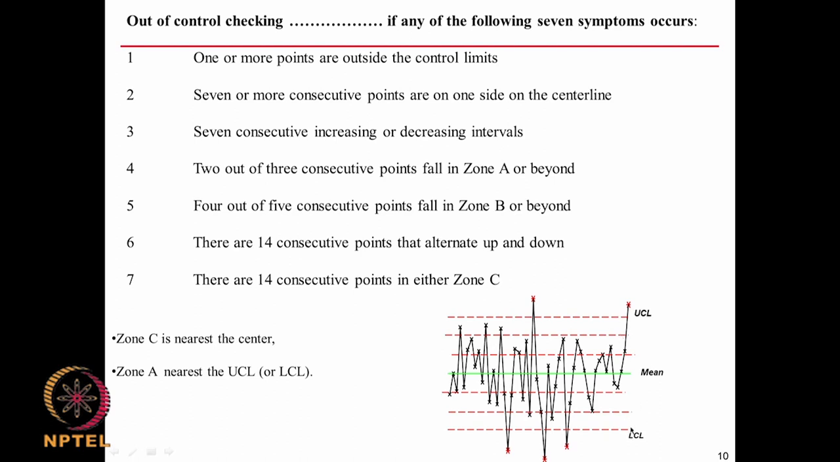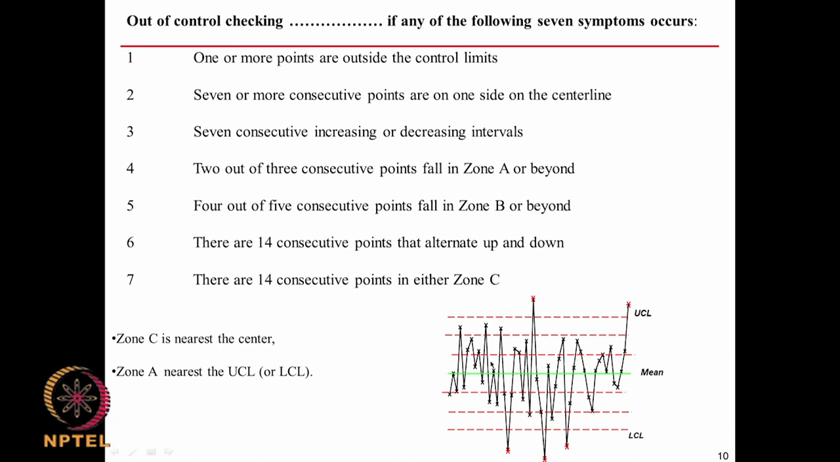Suppose you have this as plus or minus 3 sigma. You can have this as plus or minus 2 sigma. This is plus or minus 1 sigma. So, this is called zone A, 3 to 2 is zone A, 2 to 1 is B, 1 to 0, that is the mean, is C. So, 2 or 3 consecutive points fall in zone A, 4 or 5 consecutive points fall in zone B, 3, 4 consecutive points alternate up and down. Okay. There are 14 consecutive points that alternate up and down, there are 14 consecutive points in zone C.